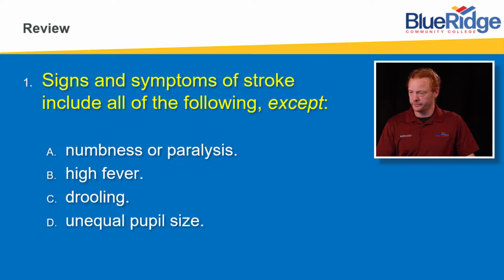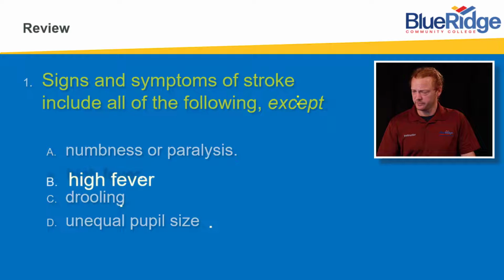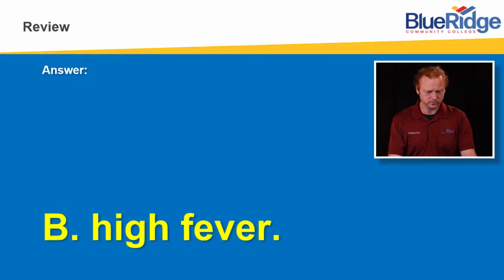So we've got a few review questions here. We'll go over those. Signs and symptoms of a stroke include all of the following except: A, numbness or paralysis; B, high fever; C, drooling; or D, unequal pupil size. The answer for that one is going to be high fever. Though that doesn't mean that they can't have a high fever from another disease process or medical condition that's happening at the same time.